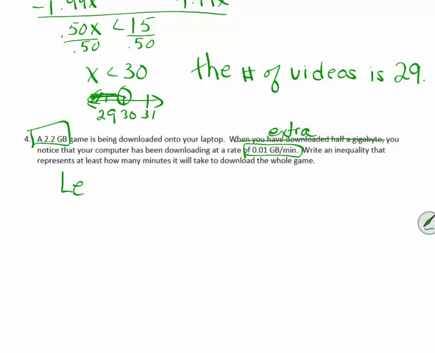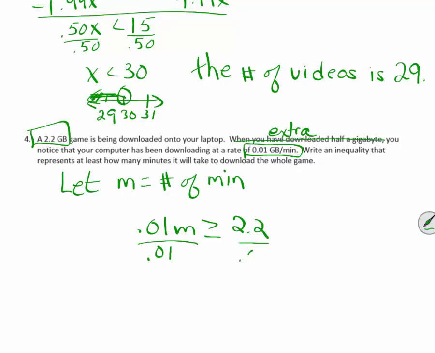So I'm going to switch it up today, guys. Let m equal the number of minutes. And if it's going at 0.01 gigabytes per minute, right, and I want to know at least how many minutes, which is your greater than or equal to 2.2 gigabytes. So divide by 0.01, which means it is 220 minutes. So it's going to take at least 220 minutes.